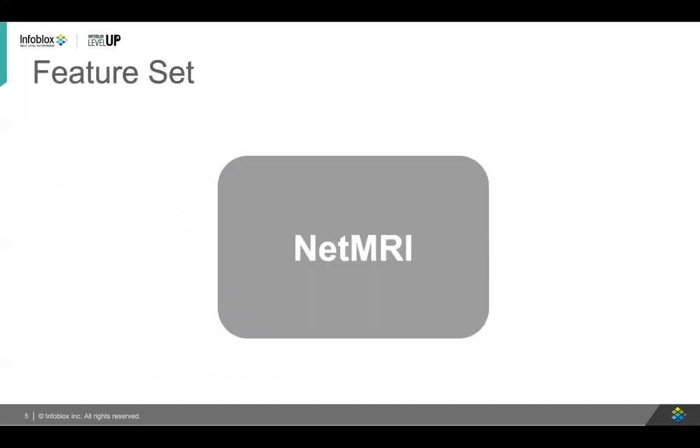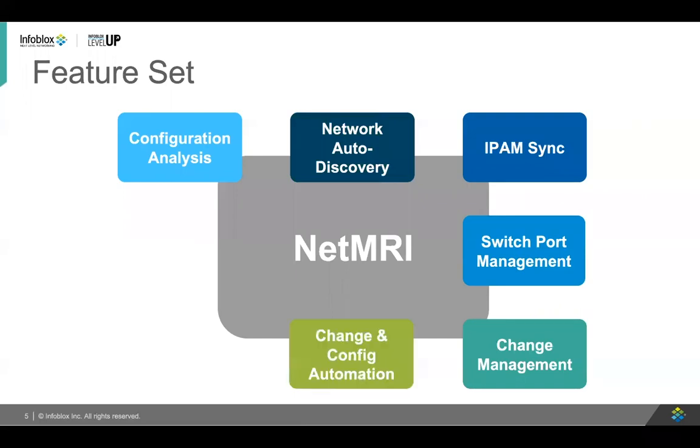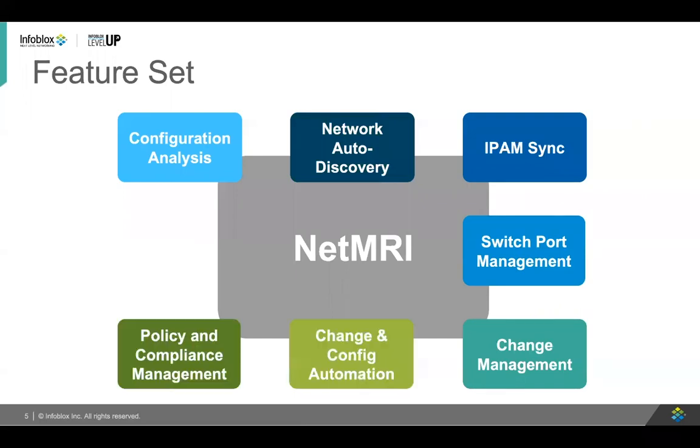And so NetMRI has a feature set that consists of configuration analysis, network auto discovery, IPAM sync, switch port management, change management, change and config automation, policy and compliance management, and reporting. Now, it looks like colors all over the place here, but they'll be relevant later when we reuse them in the sections. As part of the follow-up to this webinar, you will also get a copy of this deck. So if you want to refer to that later, that's always useful.